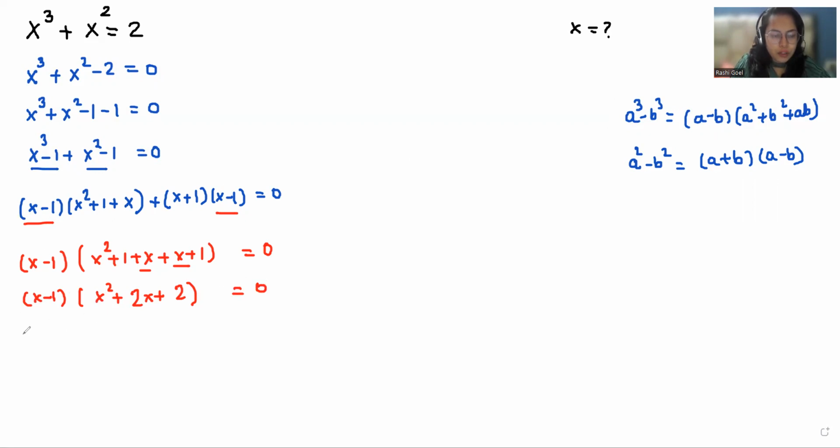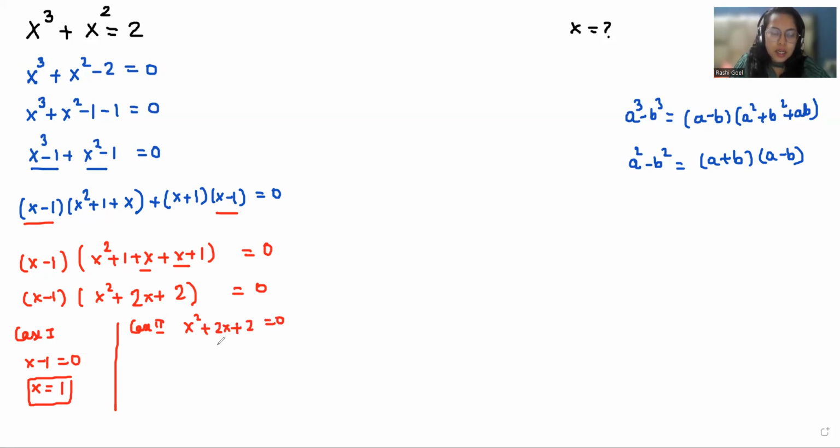Now we have two roots. Case 1: either x minus 1 is equal to 0, so minus 1 goes to the other side, so x is equal to 1, or case second, x square plus 2x plus 2 is equal to 0.